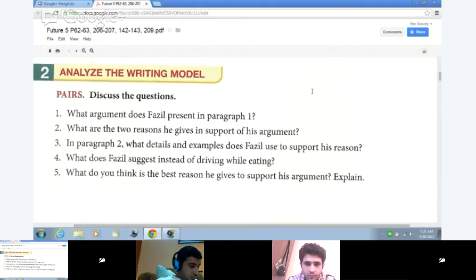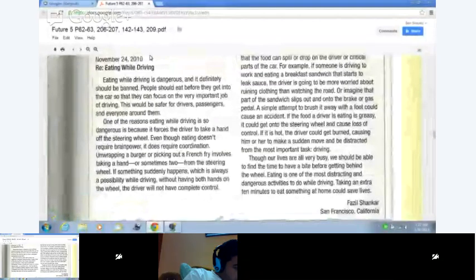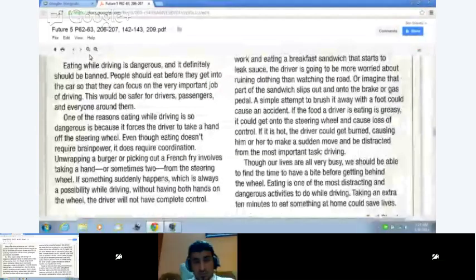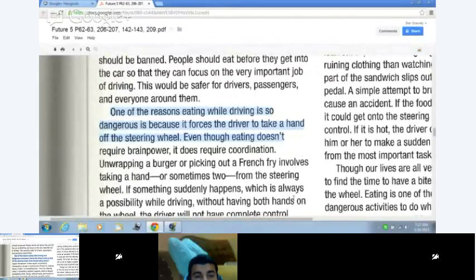Can you move the paragraph, please? You want me to move it back down? Yes, I don't remember. Here's one. Okay, so what's one of the reasons? It's because it's faulty driving to take the manners.